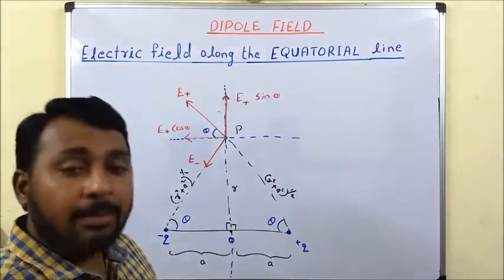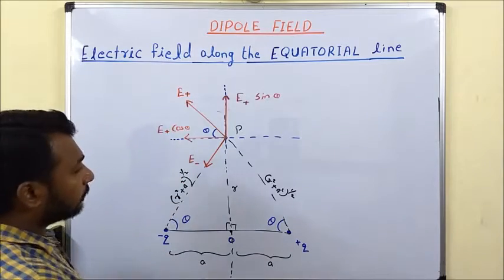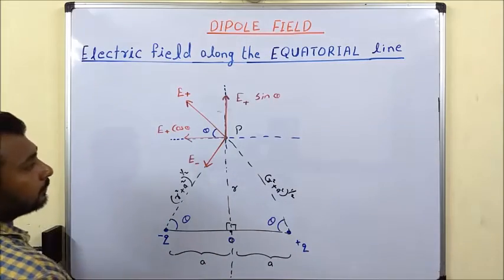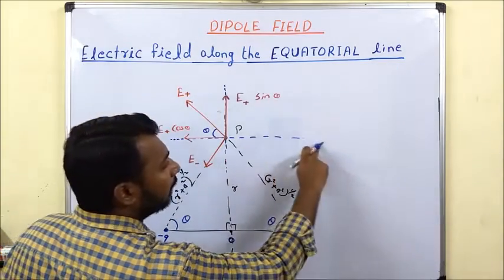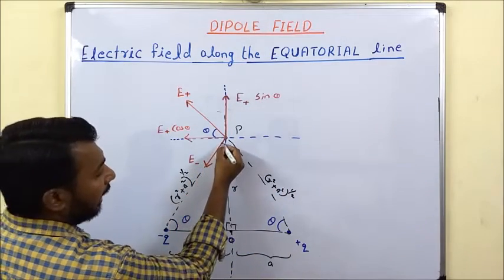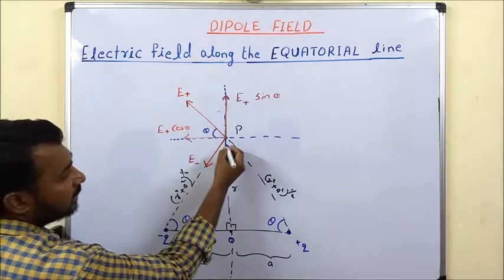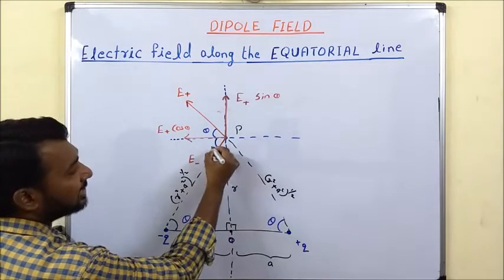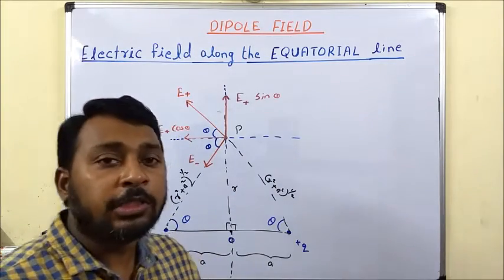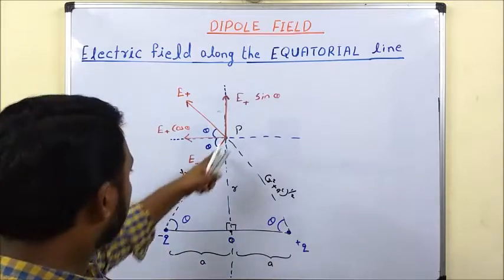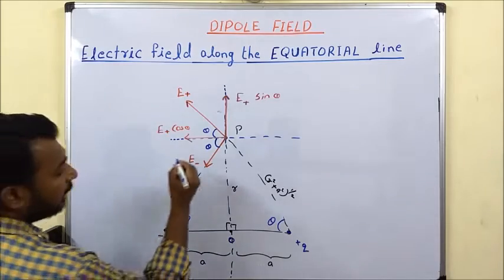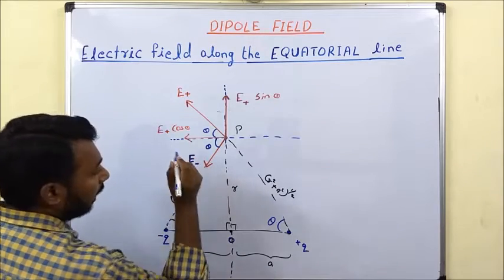In the same way, I'm going to resolve E minus also. Look at this, the axis of the dipole. Again, a line parallel to the dipole axis. This angle is theta, and see this line can act as a transversal. So this angle will also be the same angle theta, because these two angles are alternate interior angles in a transversal.